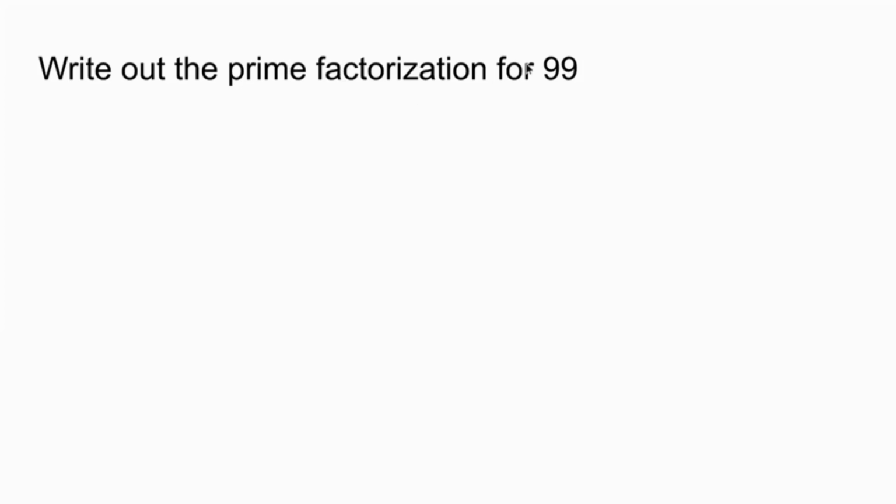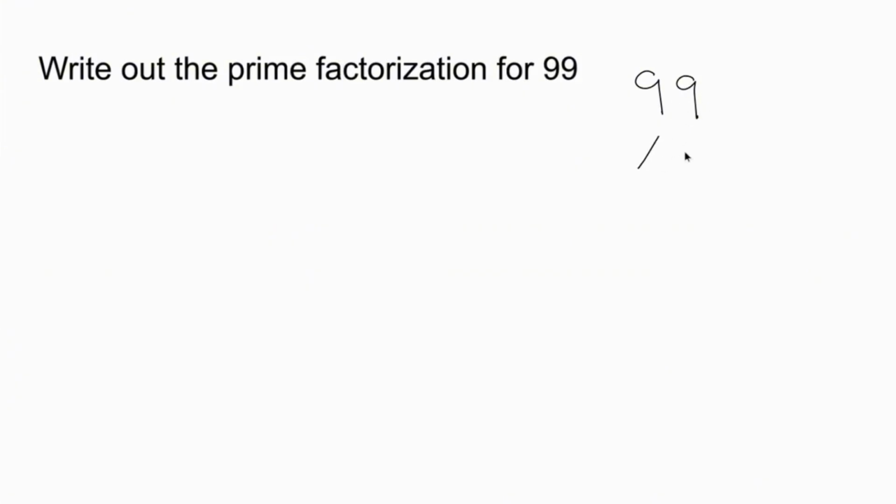Write out the prime factorization for 99. Now we are going to do this by first making a factor tree. So in order to make a factor tree, you take your number, write it out over here, and think of two numbers that are not 1 and 99 that multiply out to 99.